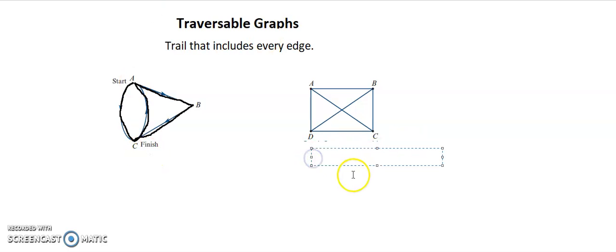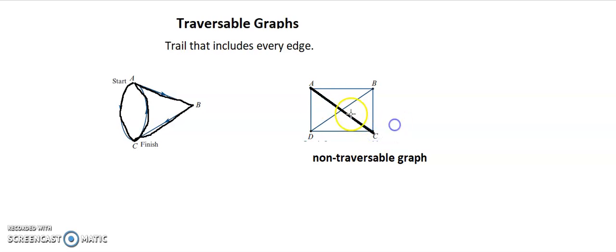Now our next one is a non-traversable, and that is because we can't go over every edge. So if we're just trying to work it out, I can go from A to C, C to D, D to B, B to A, and A to D. And I've missed one. And no matter how many times I try, I'm always going to miss one side.